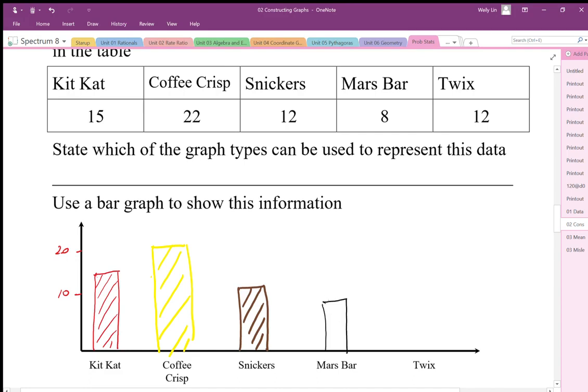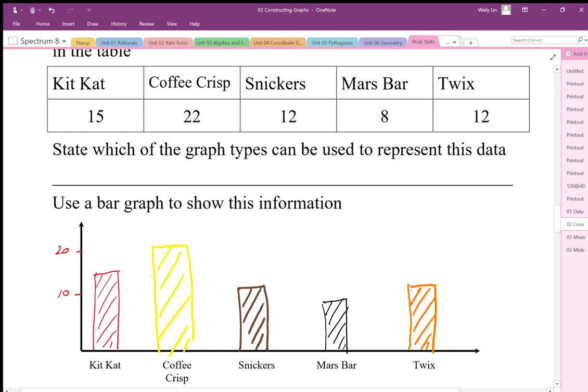Mars bars. Okay, and then Twix. Twix are pretty good. I love Twix. Let's do Twix in, I think they're kind of gold, but we'll just do it in orange here. Twix bars, we're going to have 12 of those in there. So it's going to be the same as Snickers. Okay, so there we go. There's our Twix bars here.